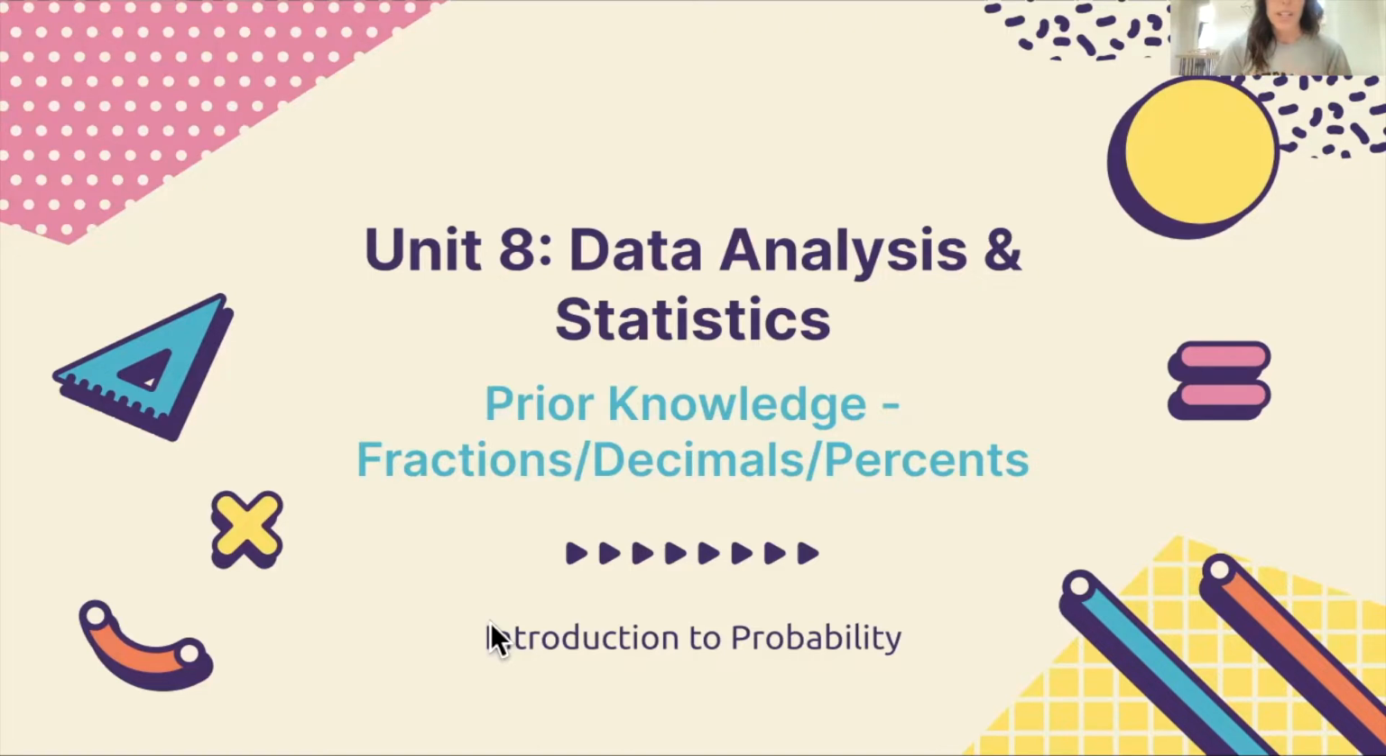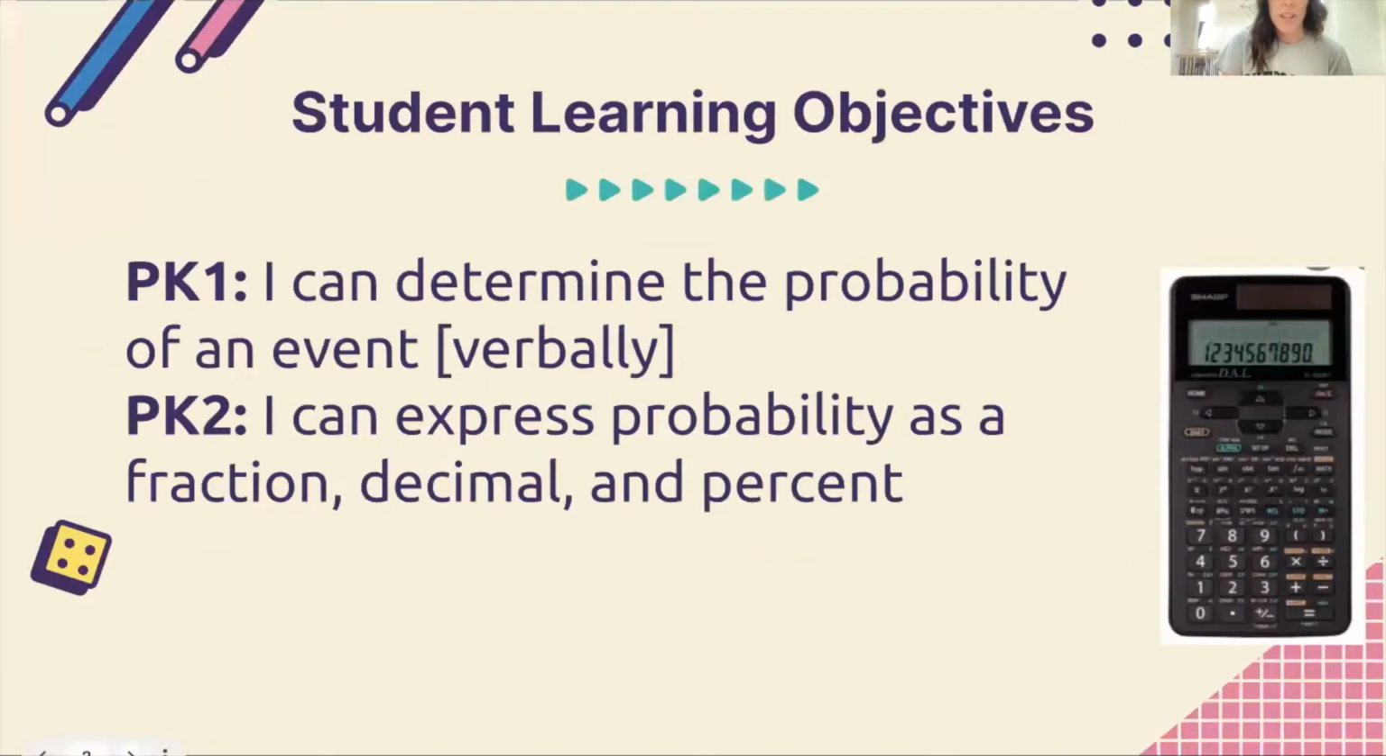But eventually we're going to start talking probability, and I'm really going to ask you for input either in the chat or using your voice throughout this lesson today. So your learning objectives are: I can determine the probability of an event, verbally, and I can express probability as a fraction, decimal, and percent.